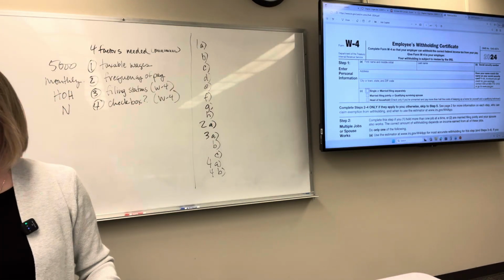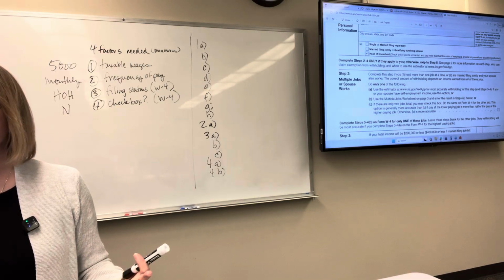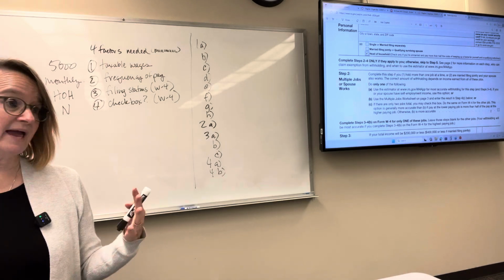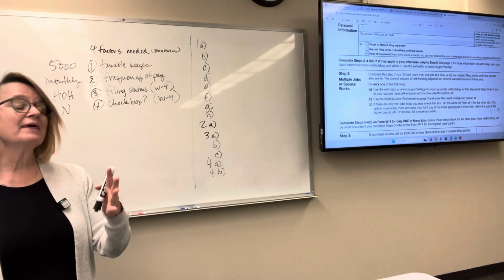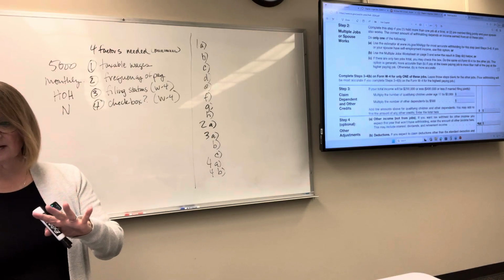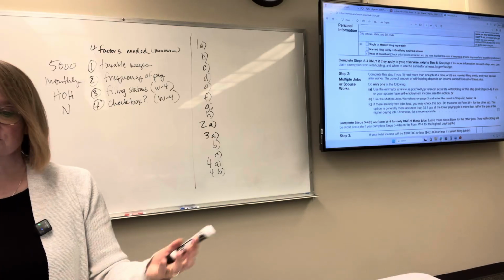This is their W-4. They clicked head of household, which means they probably have a dependent, right? If they're head of household, then they have some sort of dependent. They may or may not qualify for the child tax credit or either of these credits, but we'll assume that they do qualify for that. So no checkbox. So they just have this one job.